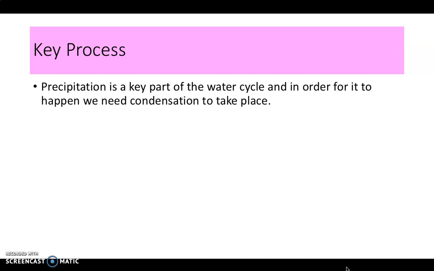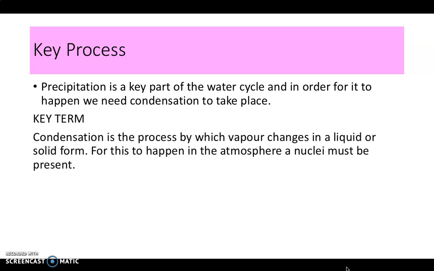So the key term here is precipitation, and today we're going to be thinking about the processes that are needed for condensation to happen and the different things that cause rainfall to happen. The first thing is to think about what condensation is. A very simple definition is that condensation is the process by which vapor changes into a liquid or a solid form. For this to happen in the atmosphere, a nuclei must be present.